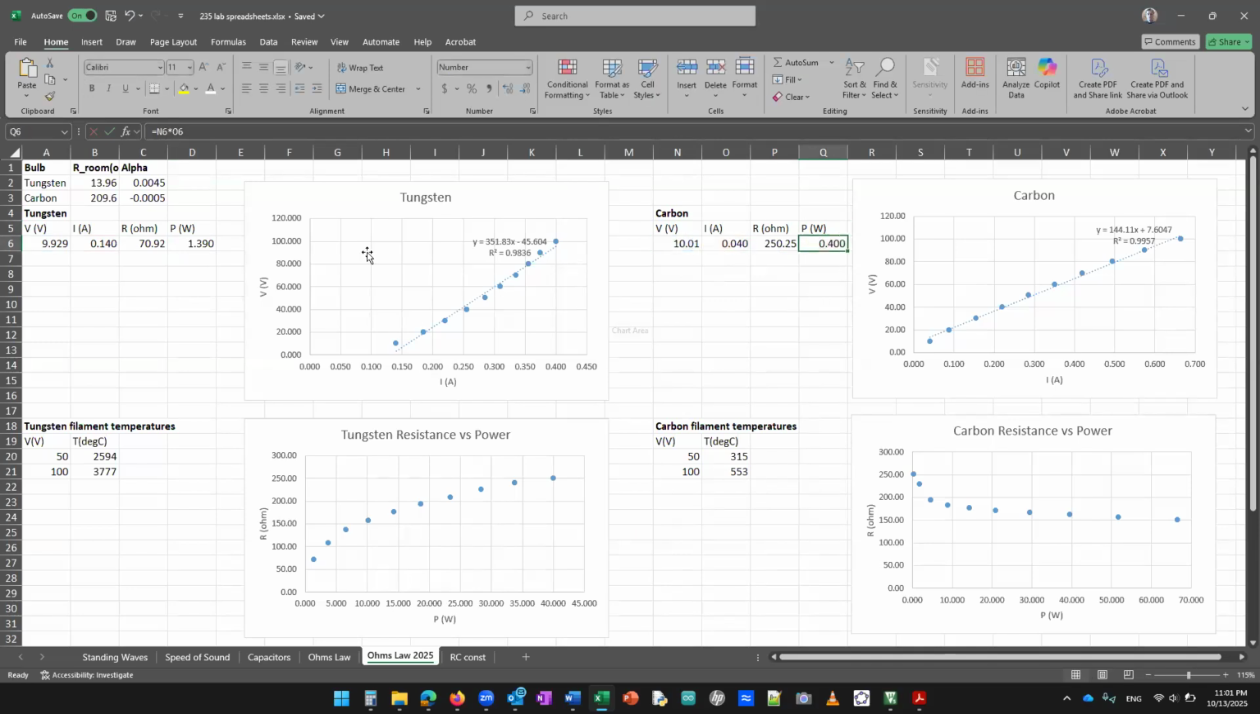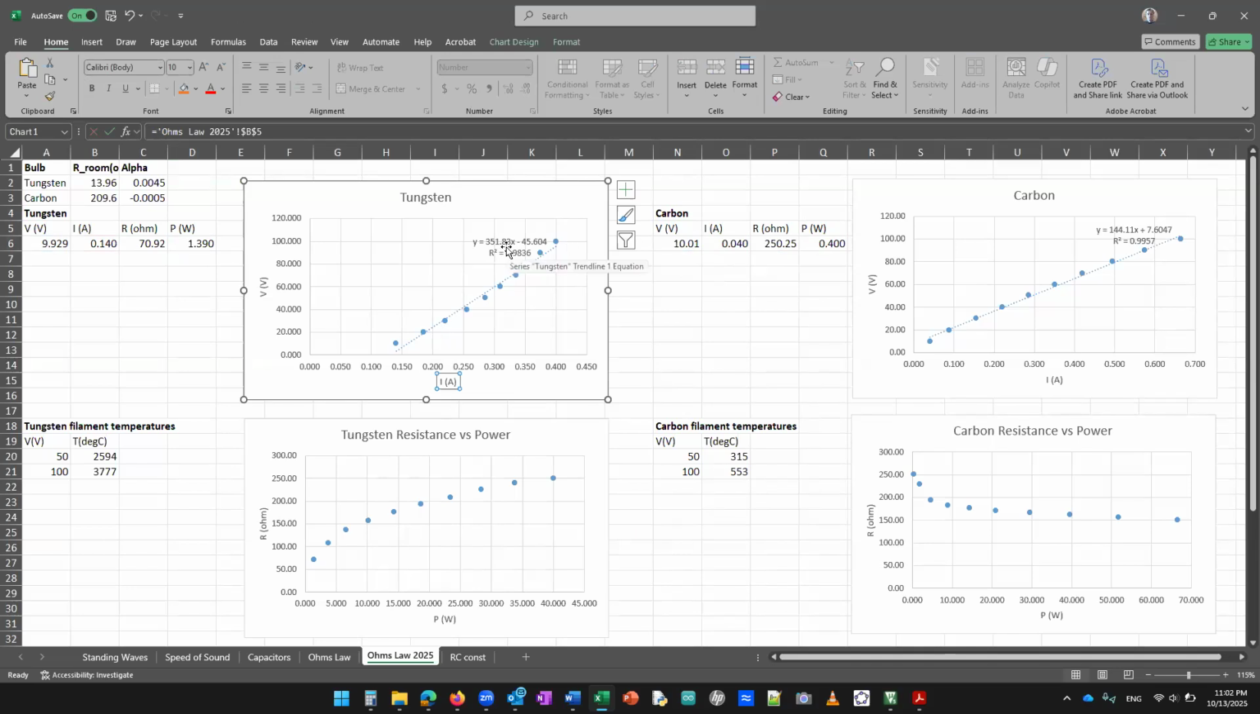And then for each filament, plot out voltage as y and current as x. So we'll have something that's roughly linear and we'll fit it with a curve and display the function or the formula including R square value. And that's the carbon that also has voltage versus current.